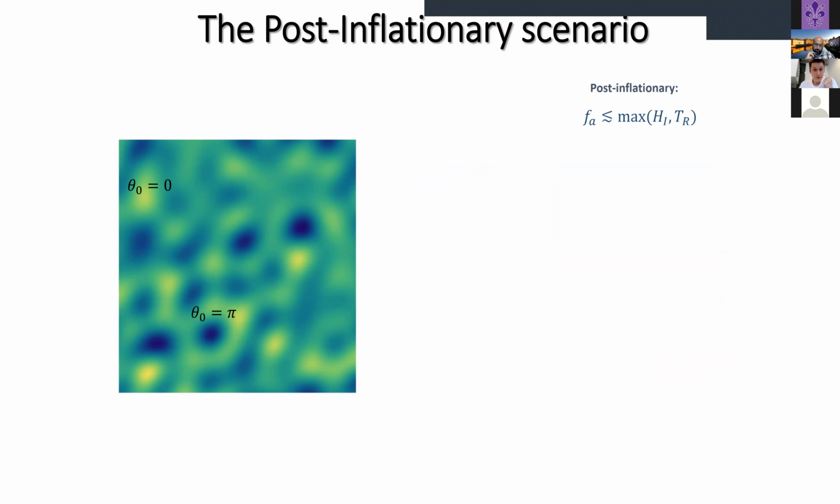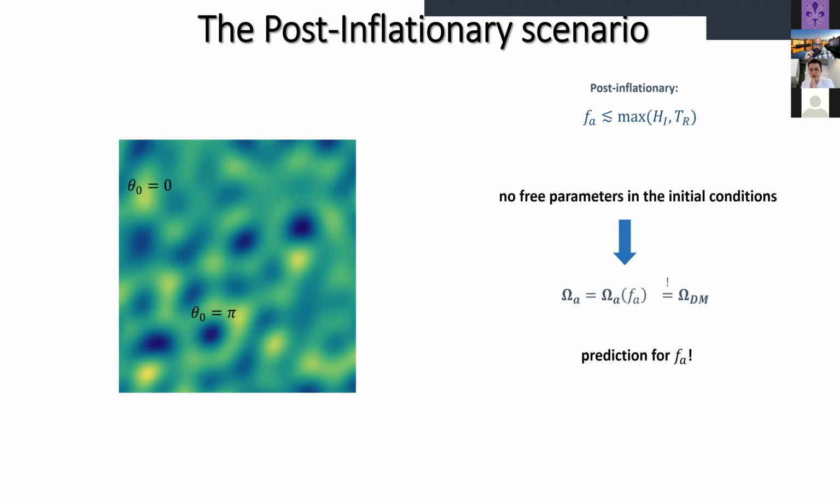On the other hand, if Fa is smaller than the maximum between the Hubble during inflation and the reheating temperature, also known as the post-inflationary scenario, the axion field has random fluctuations over what would be today's observable horizon, and there are actually no free parameters in the initial conditions. Therefore the axion relic density should be only a function of the only free Lagrangian parameter, which is Fa, and requiring that this relic density equals the observed dark matter relic density corresponds to a prediction for Fa, or equivalently a prediction for the QCD axion mass.